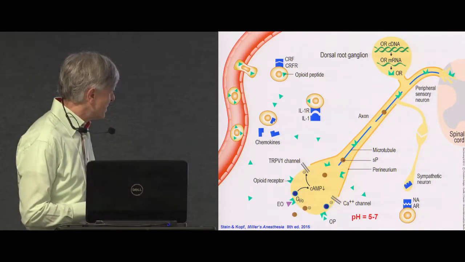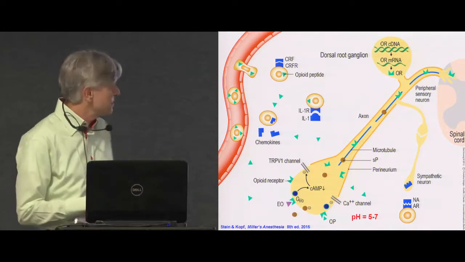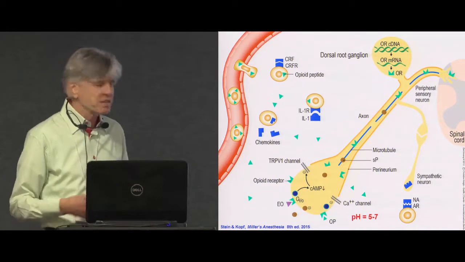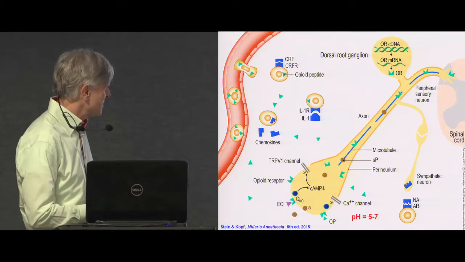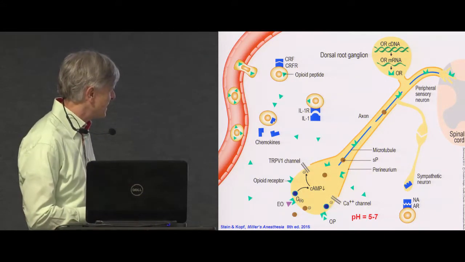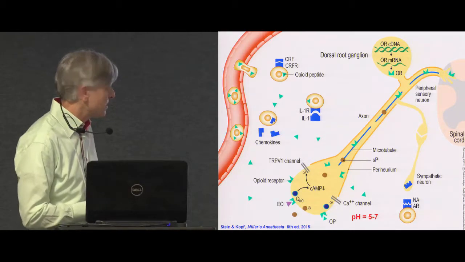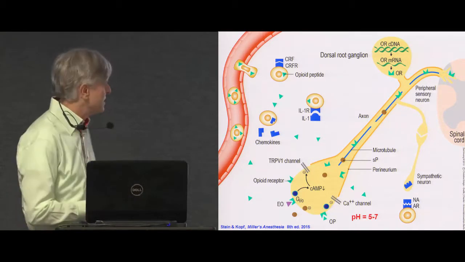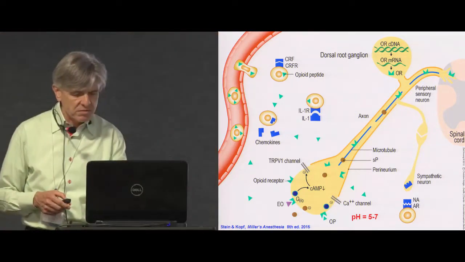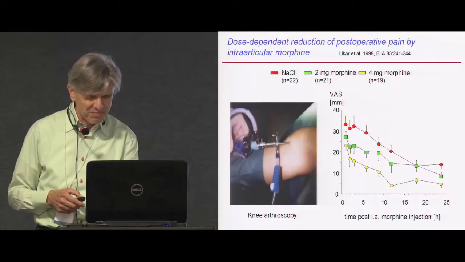Another important component is the sympathetic neurons. We also know sympathetic neurons, when there is stress and pain, can release noradrenaline, for example, catecholamines that activate adrenergic receptors on immune cells, and these adrenergic receptor activations can also release opioid peptides.